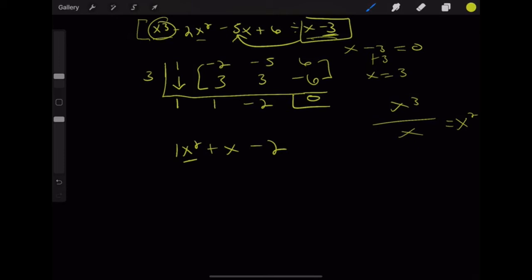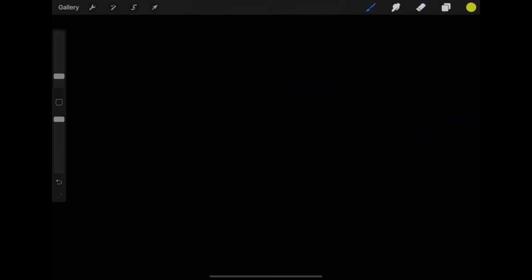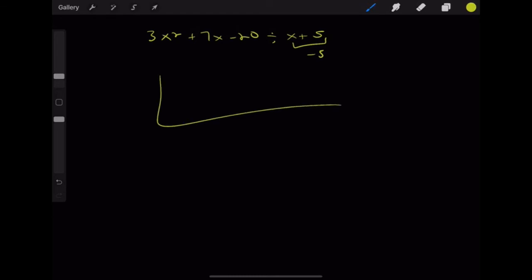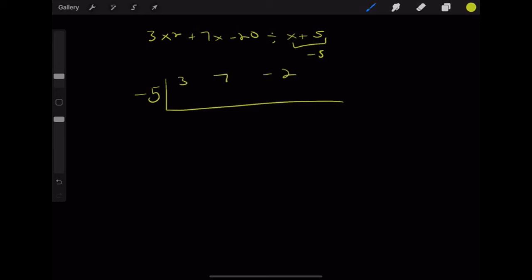So now on to our next problem. For that problem, we had a remainder of 0, but for this problem, we're going to have a remainder of another number, and your answer just looks a little different when you have a remainder of another number. So we'll have 3x squared plus 7x minus 20 divided by x plus 5. So we know that this will just be -5, so when we come over here, just write -5 and then 3, 7, and -20.